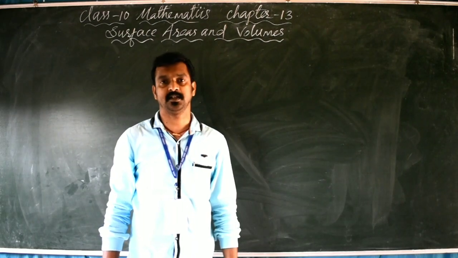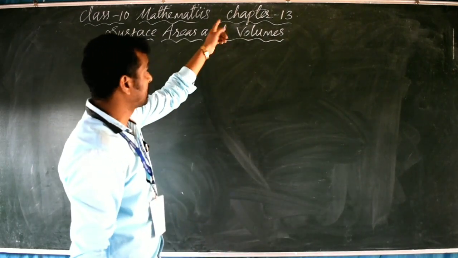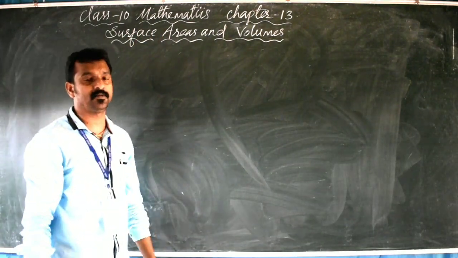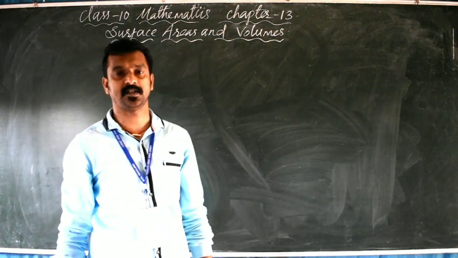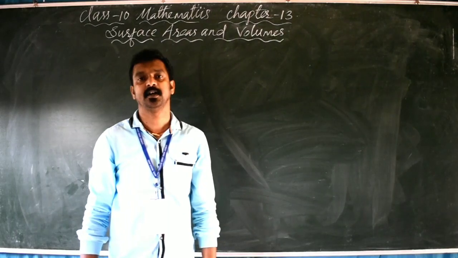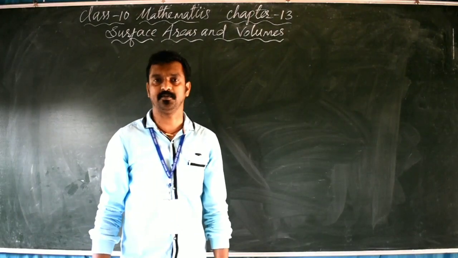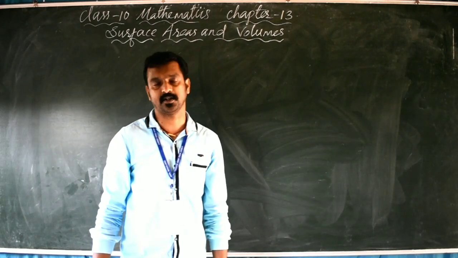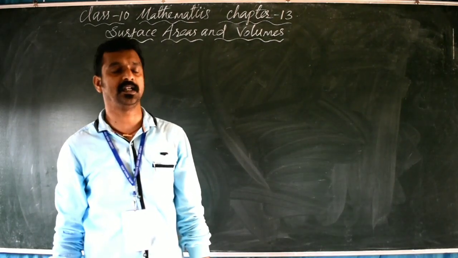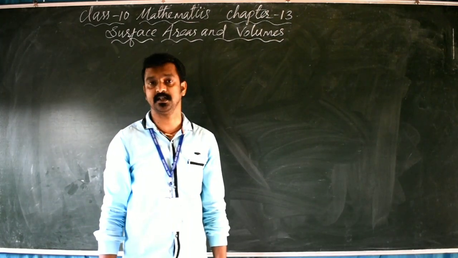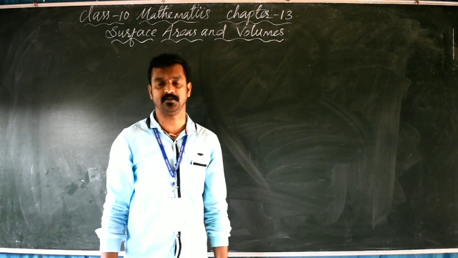Today we are going to start a new lesson, chapter 13, surface areas and volumes of solid figures. Last year we studied all the formulas: cuboid, cube, cylinder, cone, sphere, hemisphere. Once more we have to revise it.